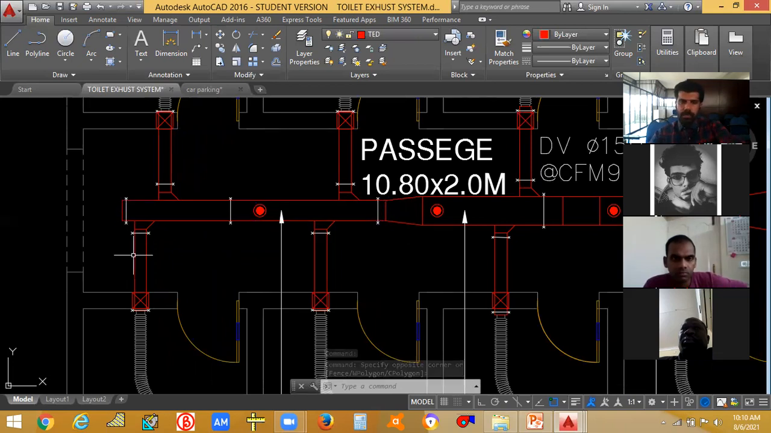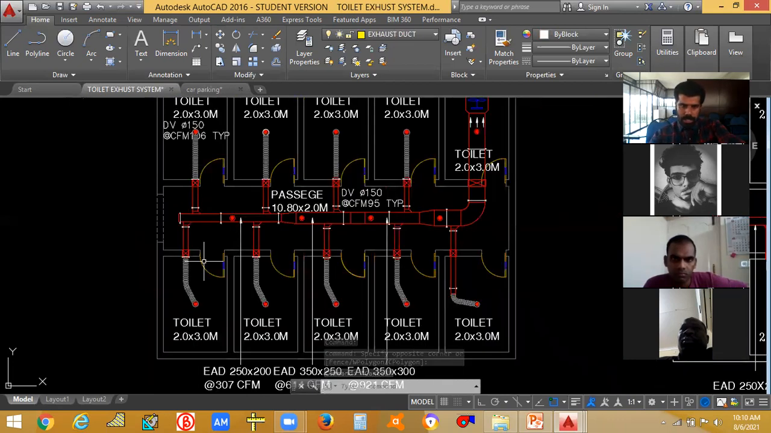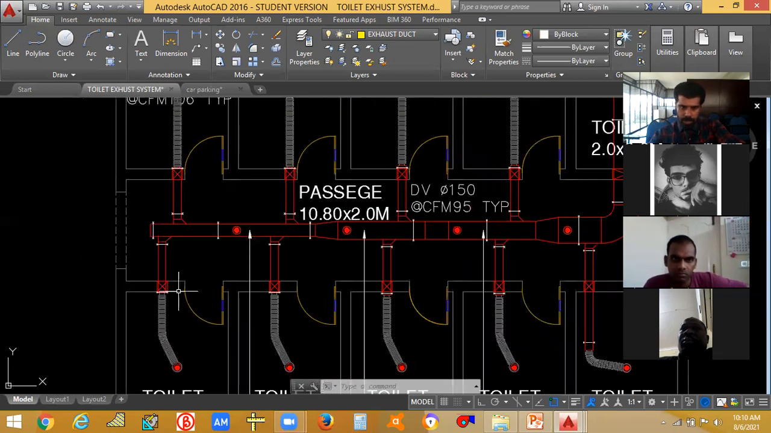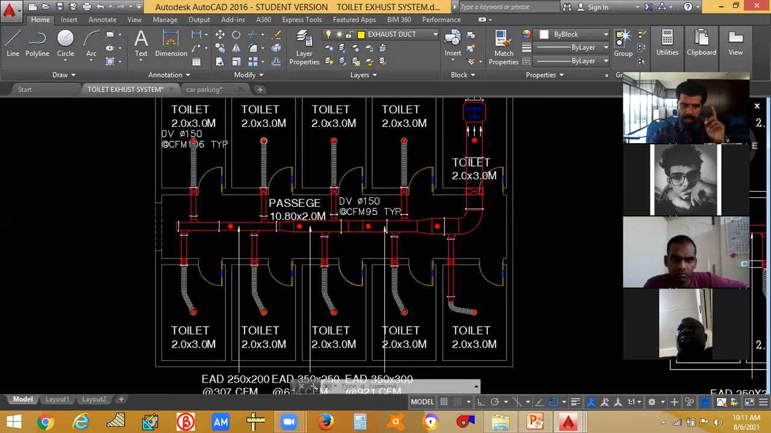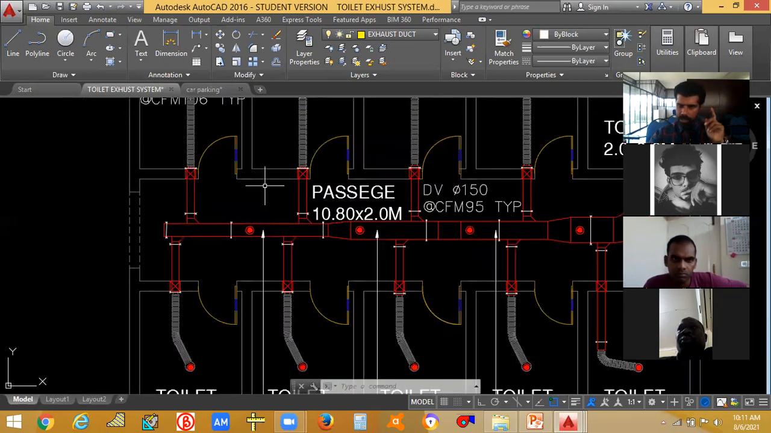The CFM which is passing through this duct will be the CFM of this toilet plus the CFM of this toilet plus the CFM of the air from this part. You have to add all these three CFM and you will be getting the total CFM. That CFM you have to put in the duct sizer software and get the duct size. That will be the size of this main duct.